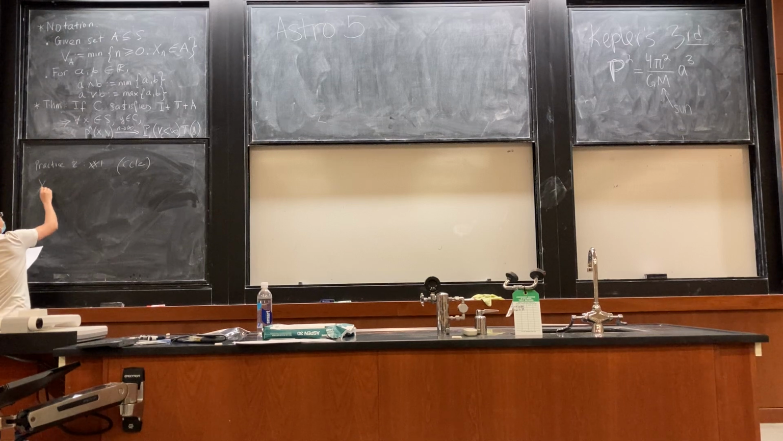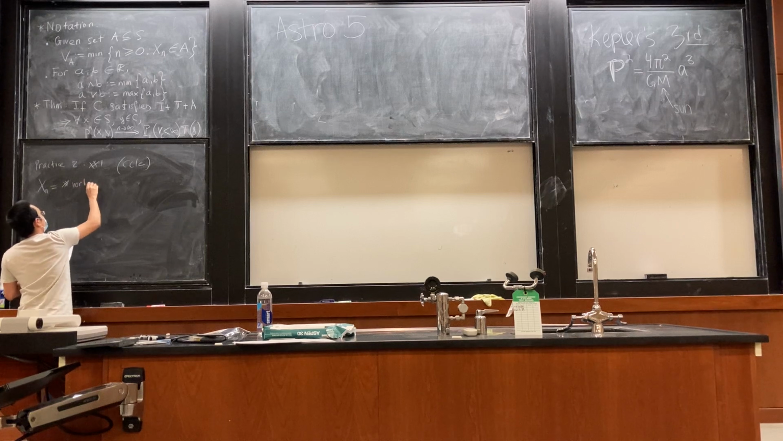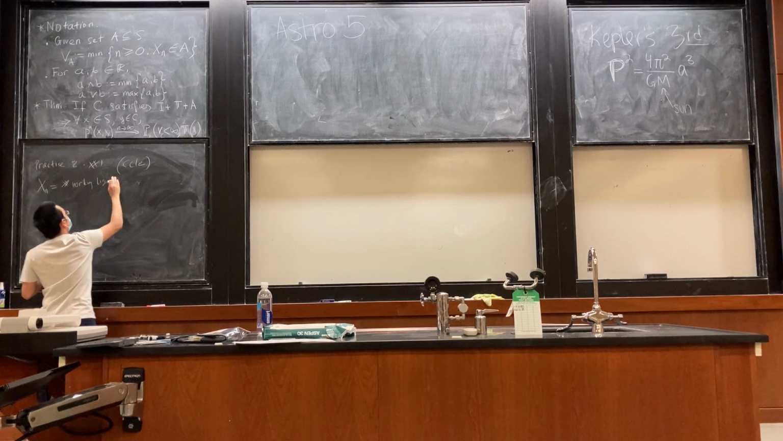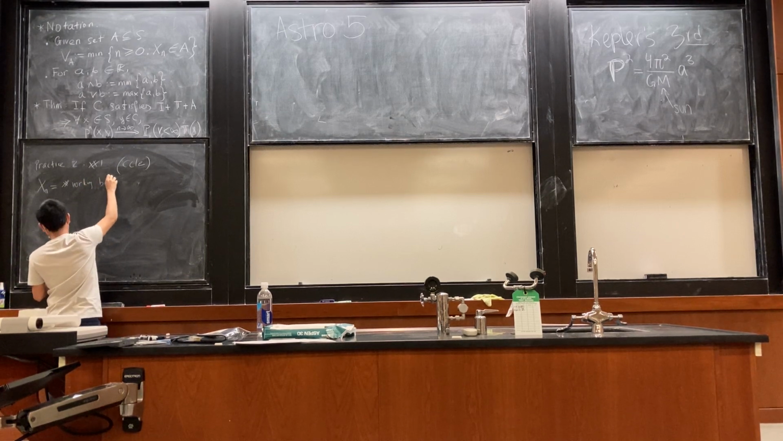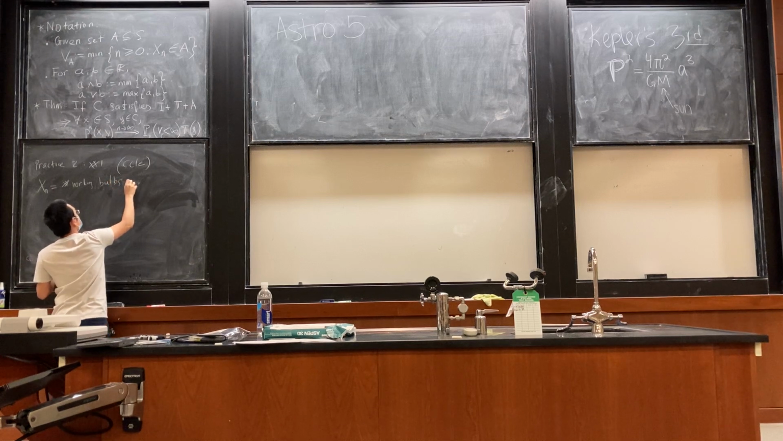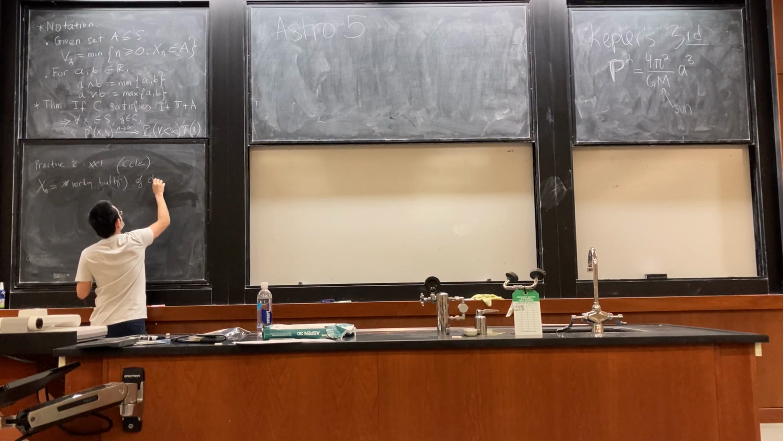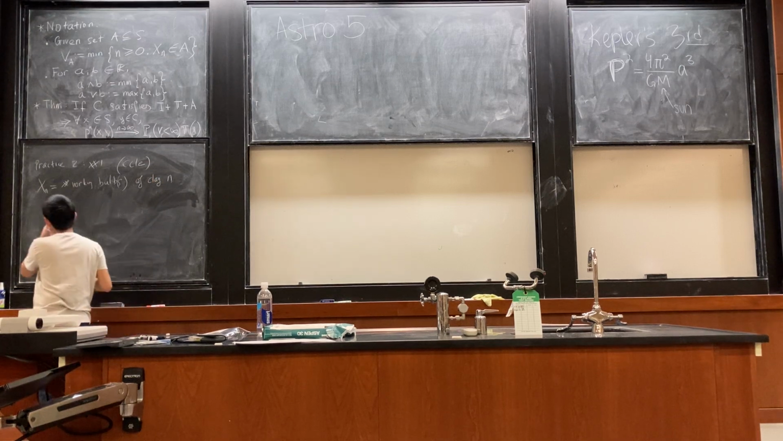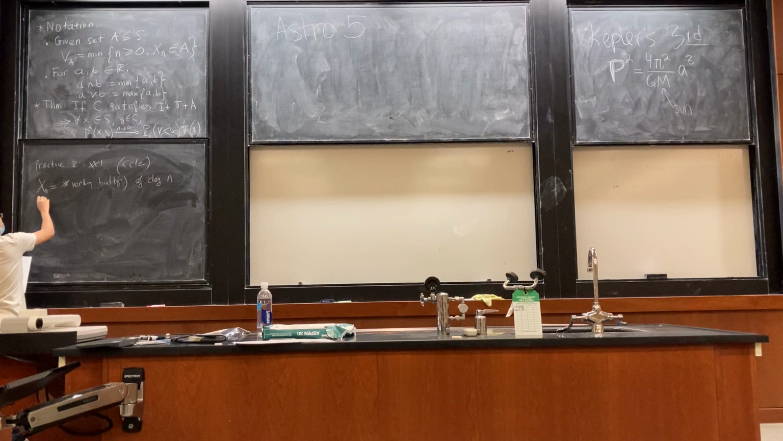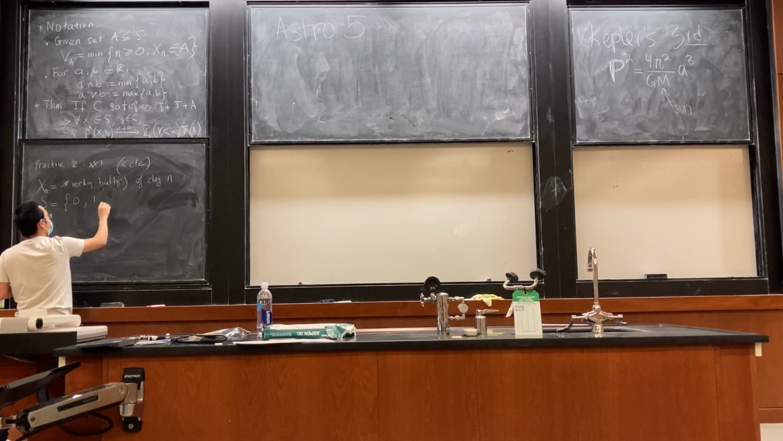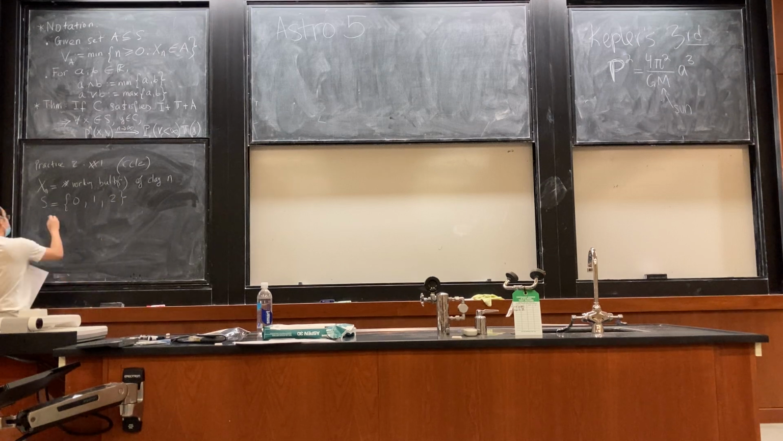Let's say Xn would be the number of working bulbs. So the state space here is either no bulb, 1 or 2.